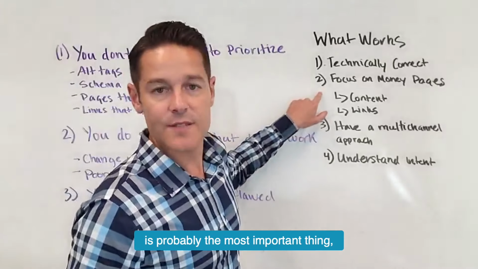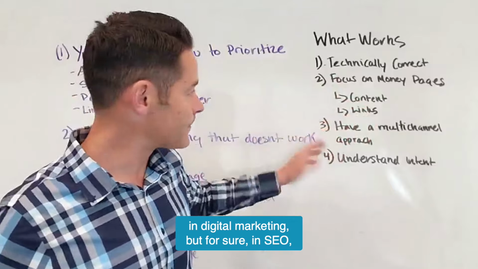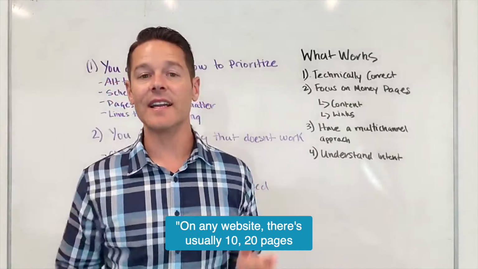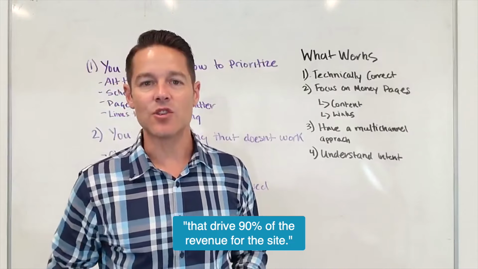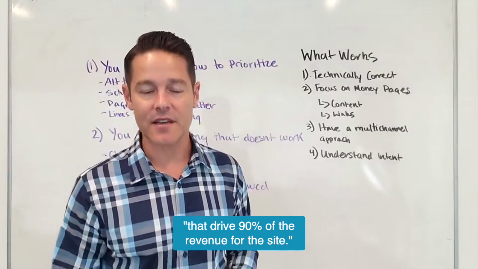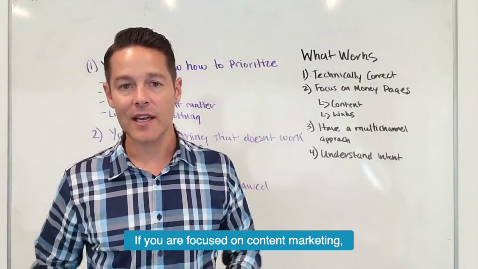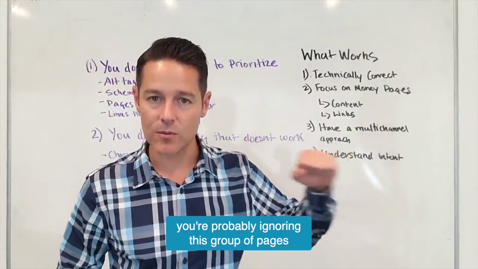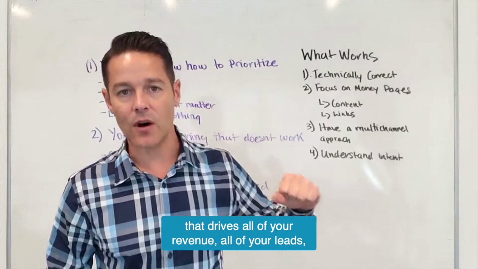Number 2 is probably the most important thing in digital marketing, but for sure in SEO: focus on the money pages. I said this before, I'll say it again. On any website, there's usually 10, 20 pages that drive 90% of the revenue for the site. If you are focused on content marketing, on building new pages, you're probably ignoring this group of pages that drives all of your revenue, all of your leads.